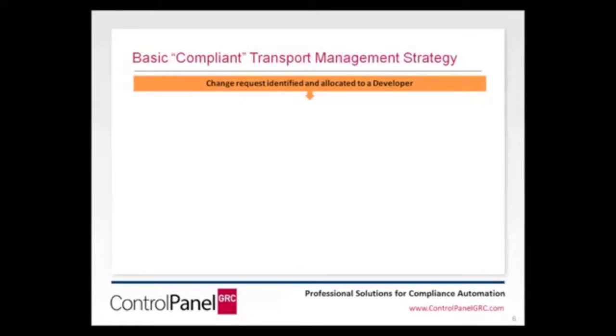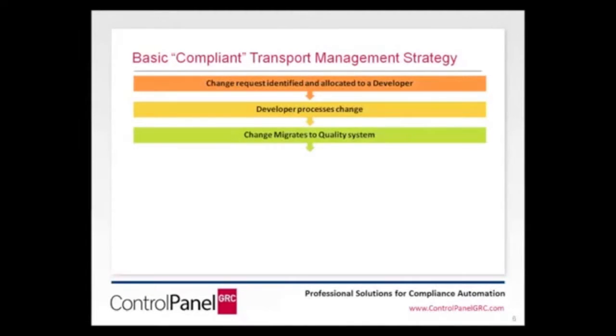So first, we have a change request that's identified and it's allocated to a developer. A developer is going to process the change. They might be writing a report, changing configuration, whatever that item might be. They're going to then take that change and collapse it into an SAP transport and release it to push it into workflow. The change would then migrate to the quality system.